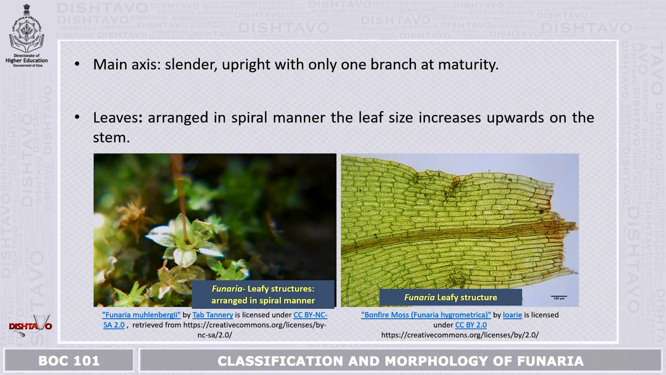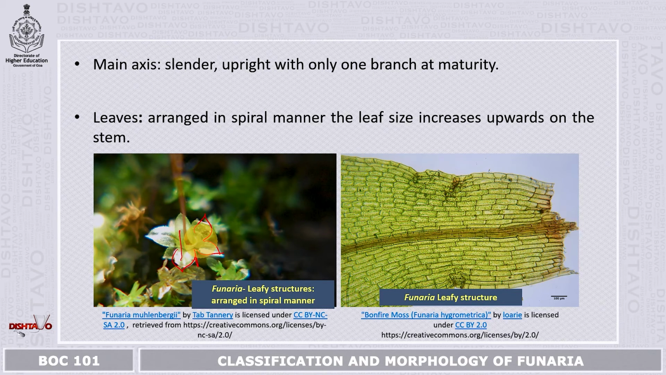Now the main axis is slender, upright, with only one branch at maturity. If you see in this, the main stem, the axis, is very slender, straight, and has only one branch at maturity. The leaves here, you can see, are arranged in a spiral manner, and the leaf size increases upward on the stem.